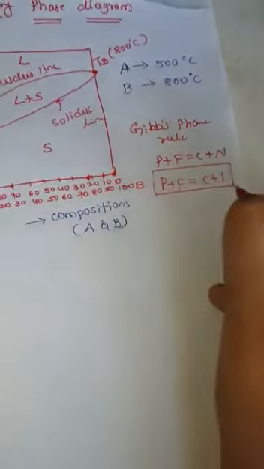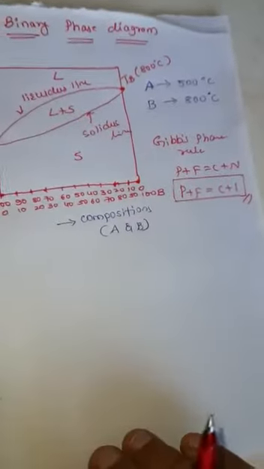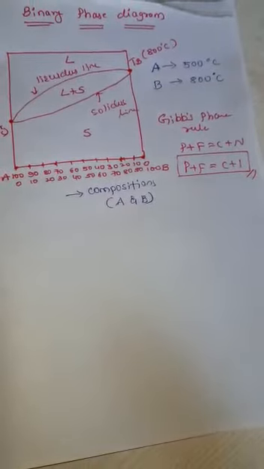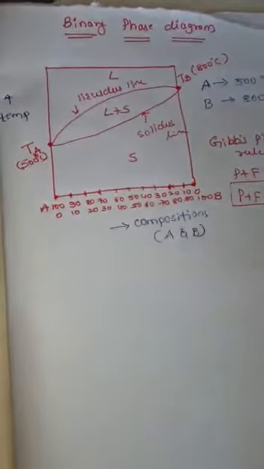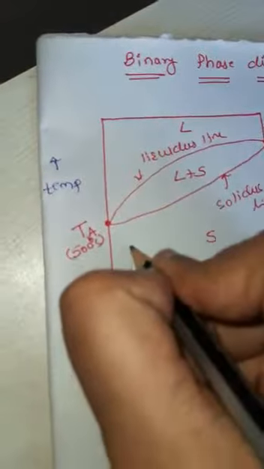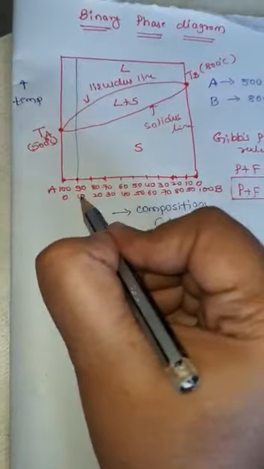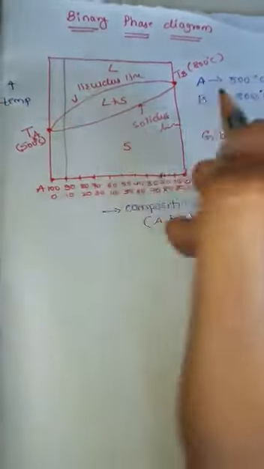This is the Gibbs phase rule for binary phase diagram. Now I will draw one vertical line at 90% of A and 10% of B, and one more line at 50-50.